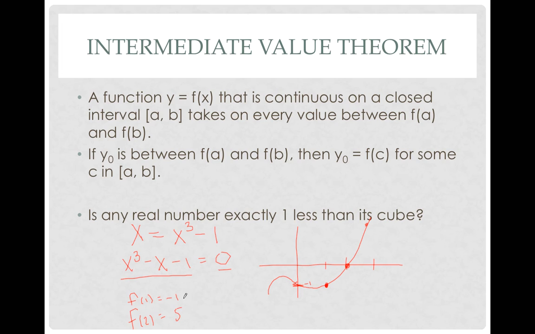So f of 2 is positive 5, and f of 1 is negative 1. And because it changes sign, by the IVT, f of some value equals 0. So the answer would be yes. Because it changes sign, there has to be some y value between negative 1 and 5.